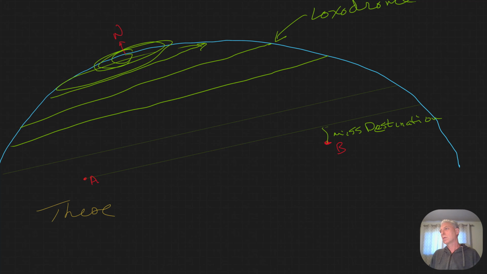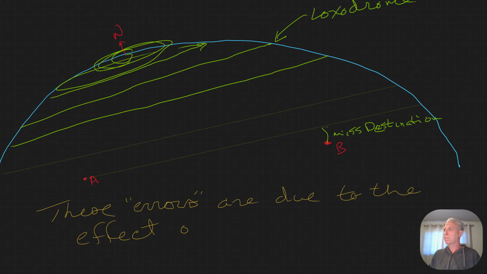I'll just say these, I'm going to use the word error here, which is a poor use of words because they're not really errors, but I'm going to use it. These errors are due to the effect of convergence of meridians. So we need to understand convergence.